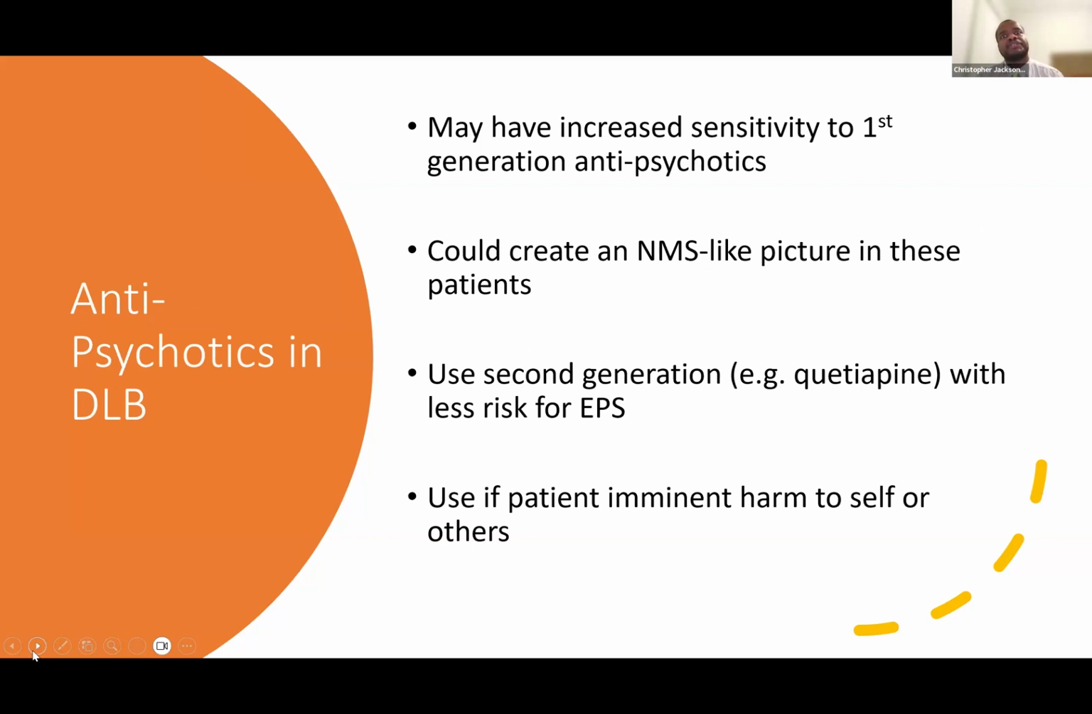Antipsychotics, however, are a little bit of a different story. So patients that have dementia with Lewy bodies can have an increased sensitivity to first generation antipsychotics and can almost create an NMS-like picture in these patients. And so as a result of that, if you do have to use an antipsychotic, you probably want to use a second generation, for example, quetiapine, also trade name Seroquel, because it has less risk for these extrapyramidal effects. And the key here is that because there's this risk, really the use of an antipsychotic in someone with DLB is if the patient is an imminent harm to themselves or someone else. Otherwise, you probably don't necessarily want to start all patients with dementia with Lewy bodies on antipsychotic.